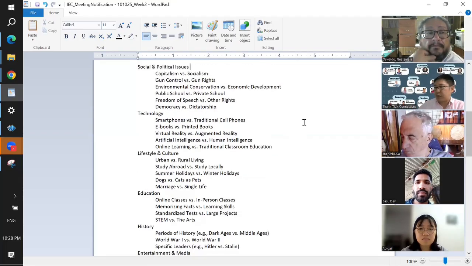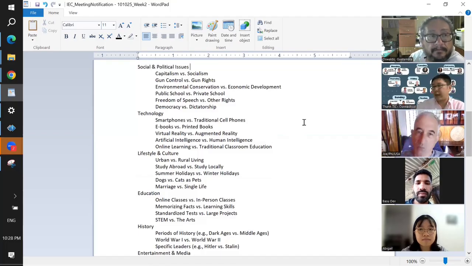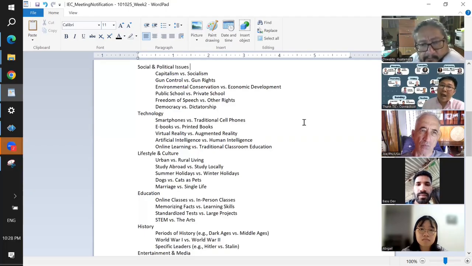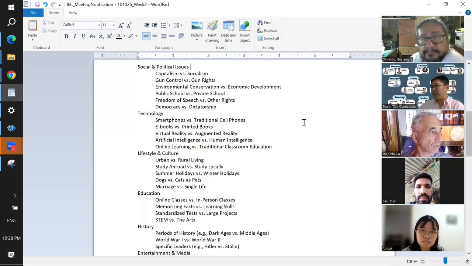So for example, let's say if I was to start first, I would go off with saying ebooks or electronic books versus printed books. So starting off, for me, I have a preference for printed books. I like the physical copy of things.